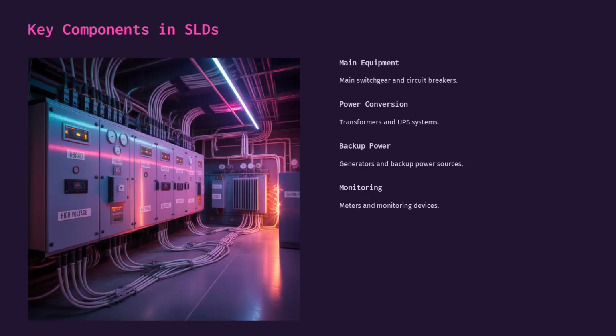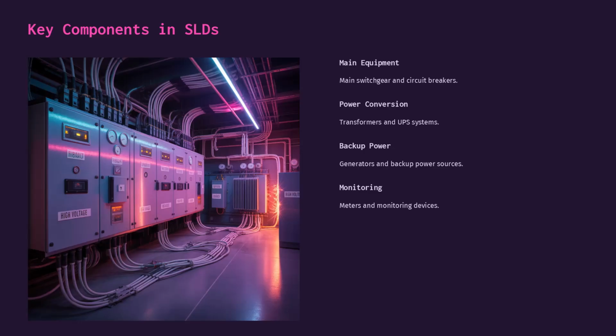Key components in SLDs. Let's now examine the key components found in single-line diagrams. Main switchgear and circuit breakers represent the primary protection devices. Transformers convert voltage to levels required in different parts of the hotel. UPS systems and batteries provide uninterrupted backup power. Diesel or gas generators supply emergency energy during outages. Meters and monitoring devices track usage and performance.